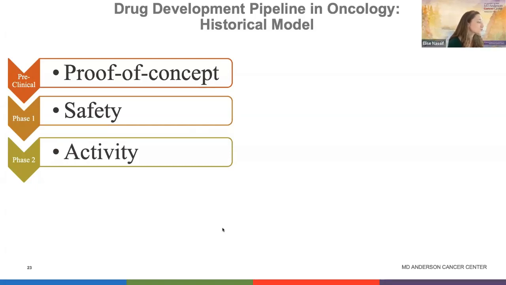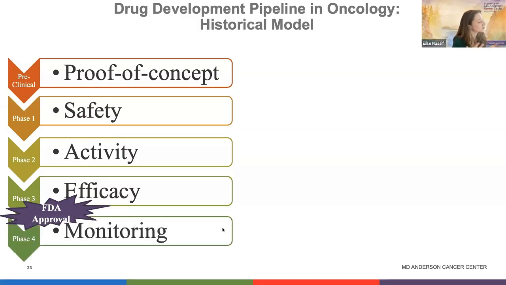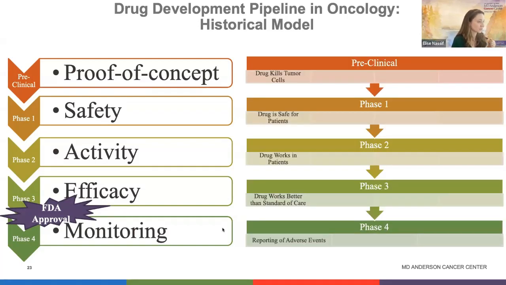Then we'll do what we call a phase 2. Once we have selected the dose that we want to give, we're going to give that dose to a larger number of patients and show that, yes, the drug actually kills tumor cells. Then we'll do what we call the phase 3, which is showing that the drug works, and it actually works better than what we would normally do. Following that, we would get FDA approval, hopefully. And then there's a very important part of the drug development pipeline, which is the phase 4, which is the monitoring of the toxicities as we start to give the drug to a bigger portion of the population. So this is something that we constantly do, which is reporting of the major side effects to the FDA.